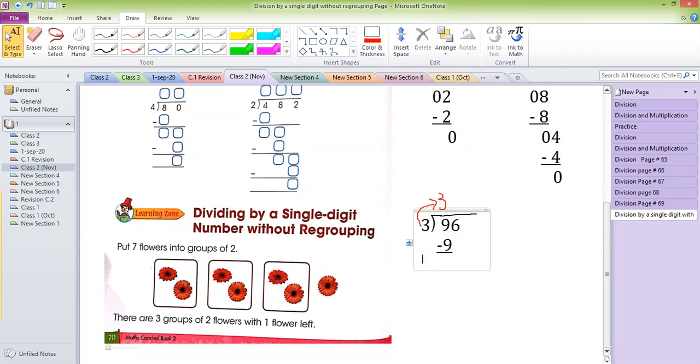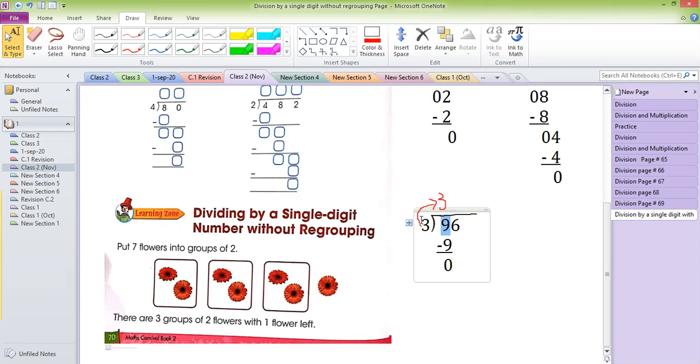9 minus 9 equals 0, right? So you write 0 here. Now, this is the basic. This thing you have to do for every digit. Check, take the digit first.